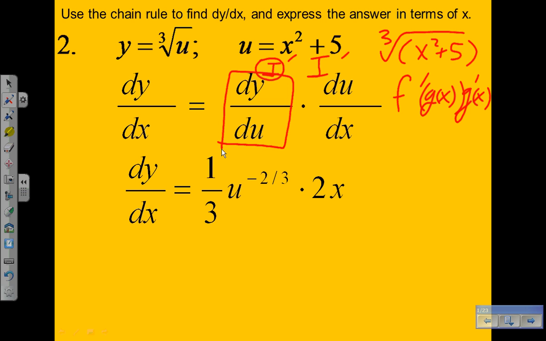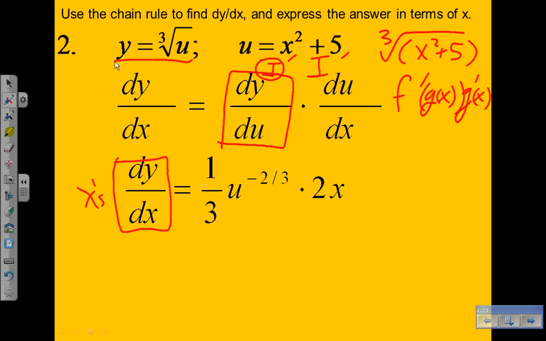But notice over here, it wants the answer in x's only. It does not want the answer with u in it. So that right there is just the derivative of y and the derivative of the first term. Nope, this is everything. Not your final answer, this is one step to your answer. I took the derivative of y with respect to u. I dropped the 1/3, subtracted 1, and got negative 2/3. Then I took the derivative of u with respect to x, and I got 2x.